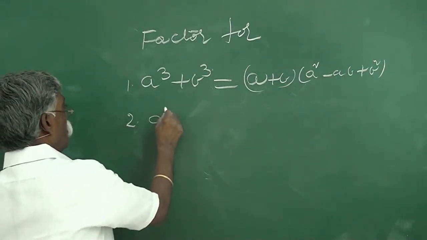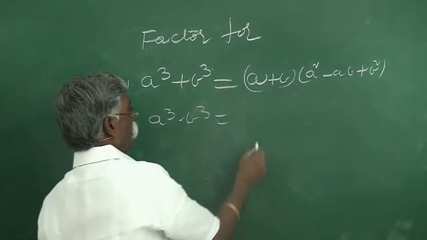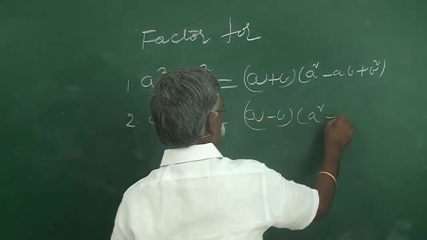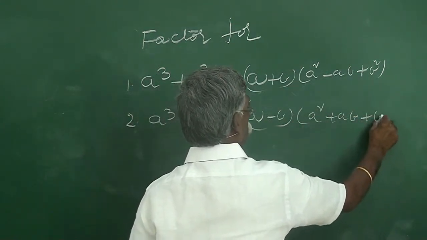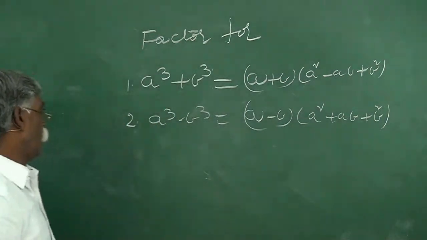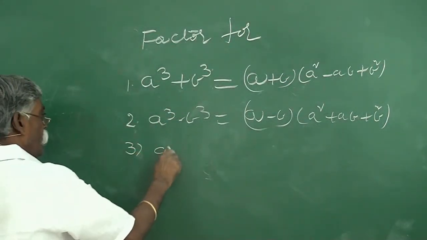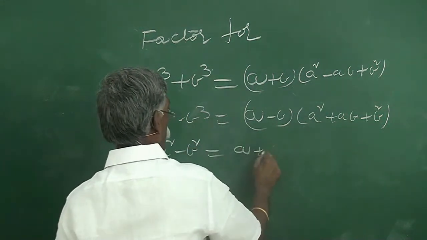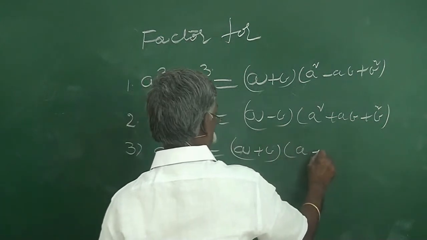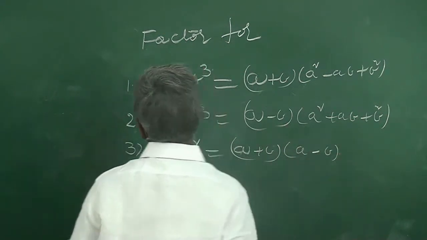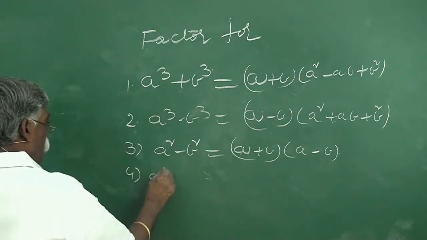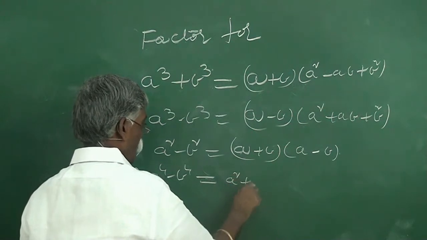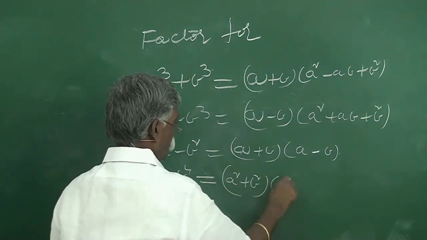Number 2, a cube minus b cube is equal to, since minus is here, it starts with minus, and here we will get plus a square plus ab plus b square. And the factors for a square minus b square is equal to (a plus b) into (a minus b). And the factors for a power 4 minus b power 4 is (a square plus b square) into (a square minus b square).